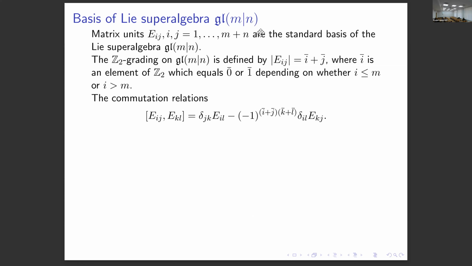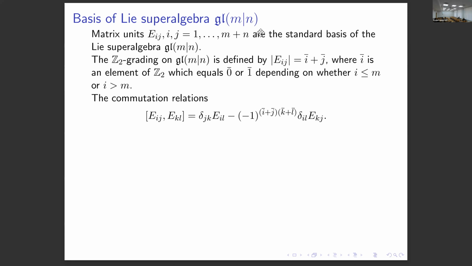I write the grade as I bar plus J bar, and I bar is just an element of J2: it's 0 bar or 1 in J2, depending on whether I is in the first block, from 1 to m, or in the second block, from m plus 1 to m plus n. And the commutation relation is E_IJ E_KL equals delta_JK E_IL minus (-1) power (I bar plus J)(K plus L) delta_IL E_KJ. So this is the super bracket, the commutation relation.